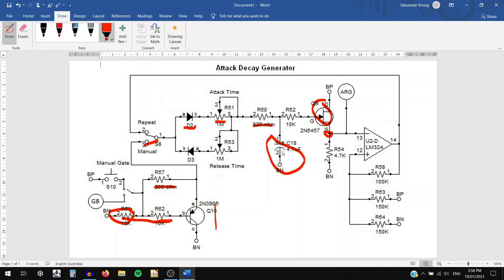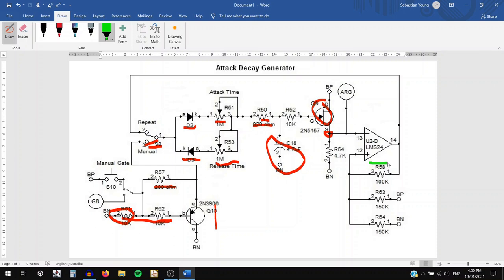This then causes the cap to start discharging via this chain made up of the current limiting resistor, the release time potentiometer, and its now forward bias diode, and then back through the switch, and then down through the emitter of the transistor to the collector connected to battery negative. Therefore, we can independently adjust how quickly or slowly the cap is allowed to charge and discharge via the attack and release time potentiometers. So moving on, how do we achieve the repeat or self-oscillation functionality?